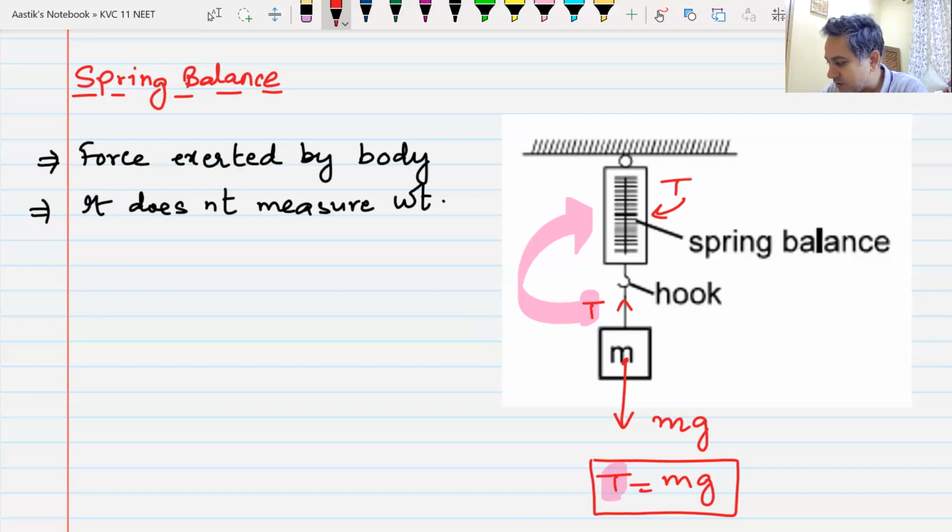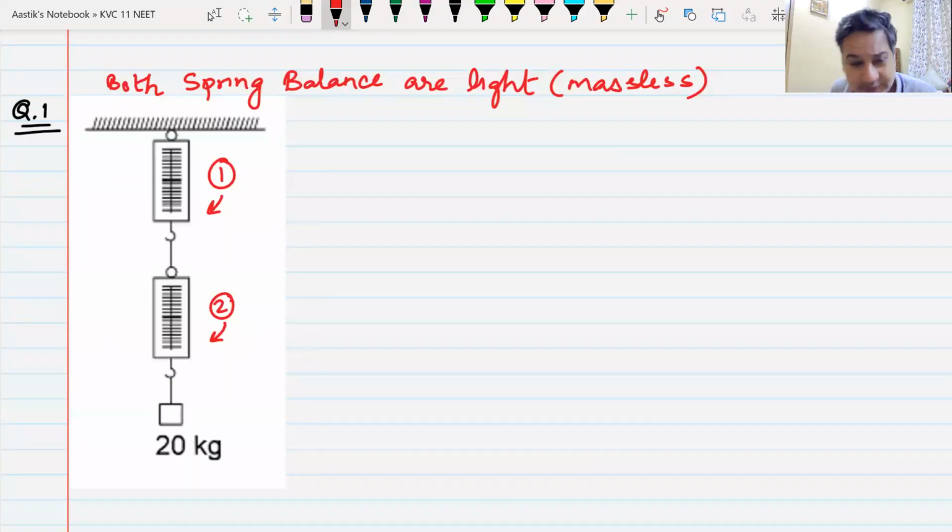Have we noted it down, bacha? Then comes this question. This is a very famous question. It has come in many exams many times.